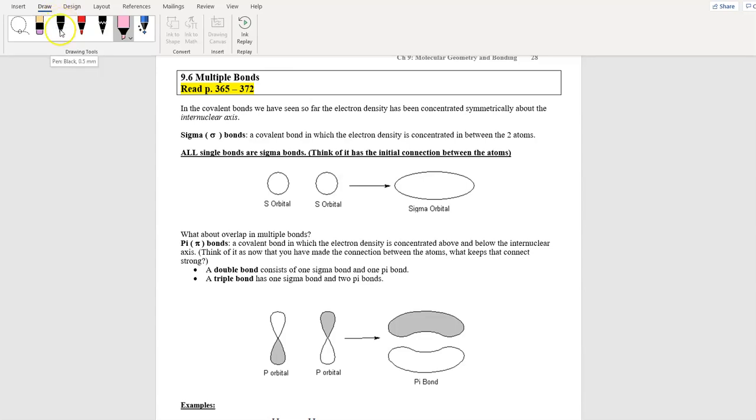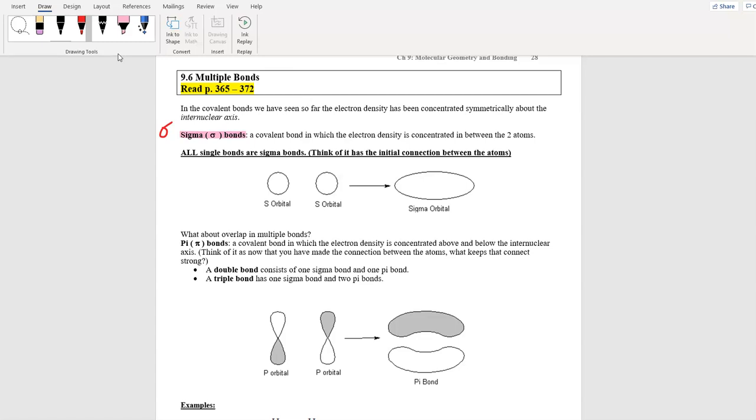So we've already talked about s and p orbitals, but we also have different types of bonds called sigmas and pi's. So let's start right there, sigmas and pi's. Sigma bonds, and the symbol for a sigma looks like a long stem o. It looks just like that. A sigma bond is a covalent bond in which the electron density is concentrated in between two atoms. So there you go, pretty simple enough.